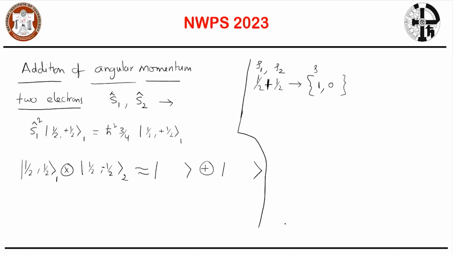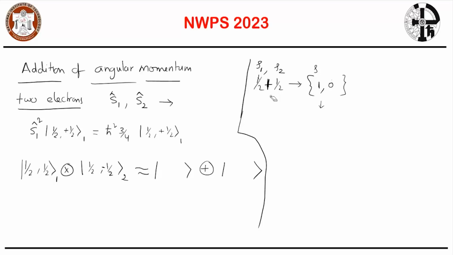But I am not saying anything about M1, M2, or M corresponding to this. I am not talking about Z components of these spins. This addition refers to the actual spins, not the Z component. How Z components are added is another question. This addition is for addition of spins.